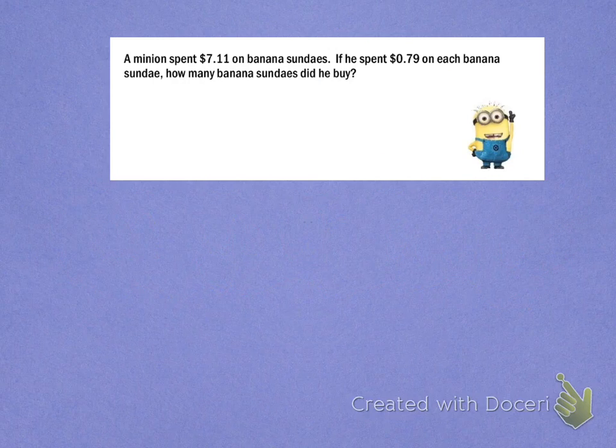Our last problem is a word problem. It says a minion spent $7.11 on banana sundaes. If he spent 79 cents on each banana sundae, how many banana sundaes did he buy? So that means we have to take $7.11 and divide it by 79 cents, and that's going to give us how many sundaes he bought. Again, I want you to do this one on your own, and we will check it tomorrow with our table groups.